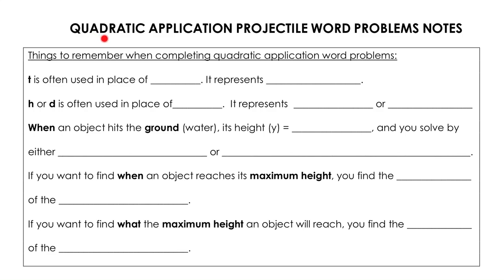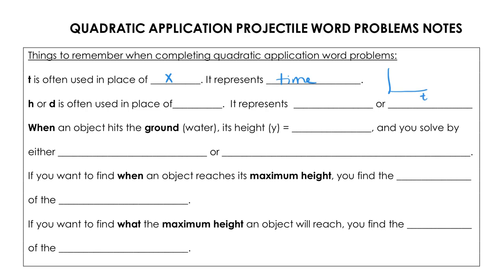In this video, I'm going to talk about quadratic applications, specifically about projectiles. Anything thrown or any projectile has a parabolic path, so it can be represented by a quadratic equation. T is often used in place of x, and it represents time. And just like in science class, it almost always is represented on the horizontal axis.